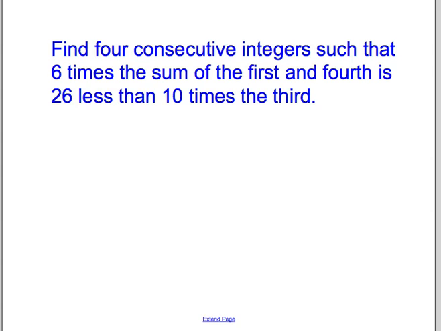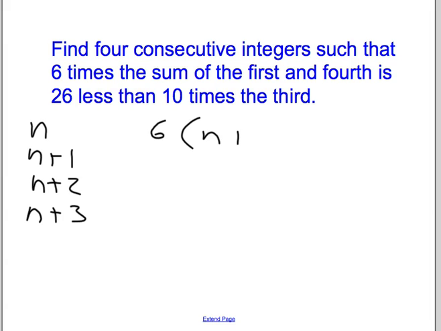Find 4 consecutive integers. So that's n, n plus 1, n plus 2, n plus 3, such that 6 times the sum of the first and fourth is 26 less than 10 times the third. The first is n, the fourth is n plus 3. Cover that up, 10 times the third, and then minus 26.